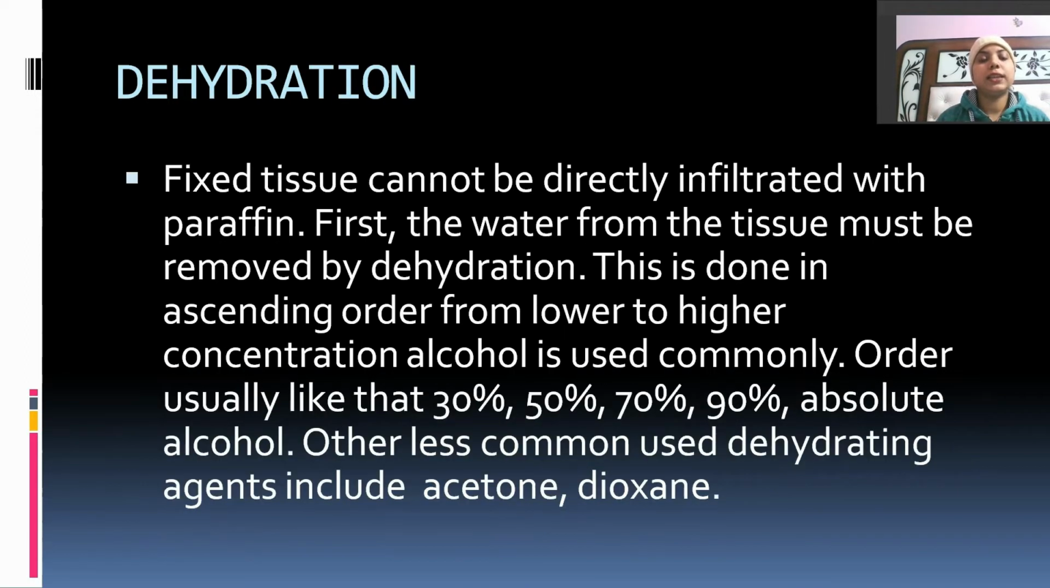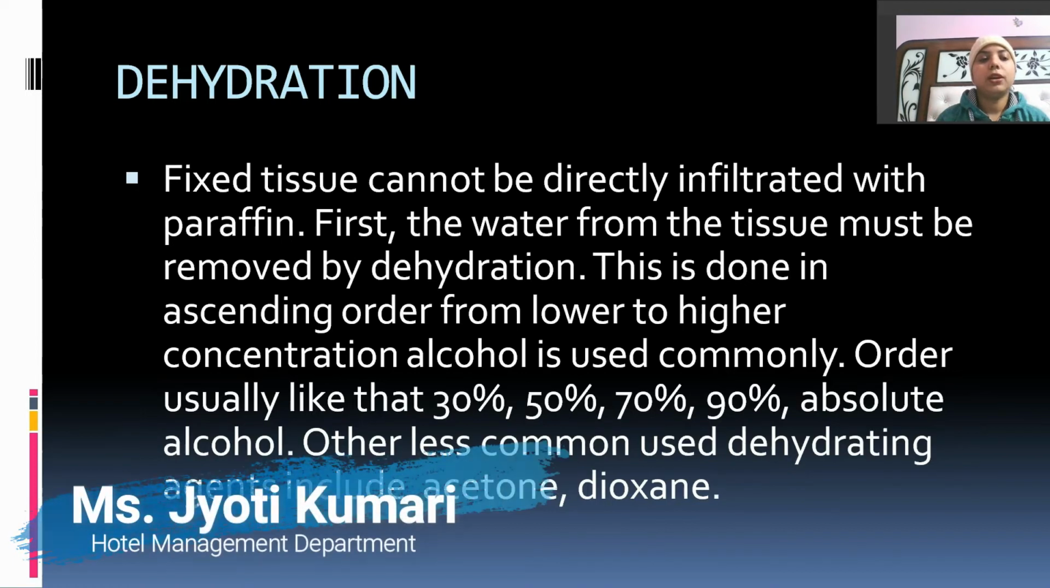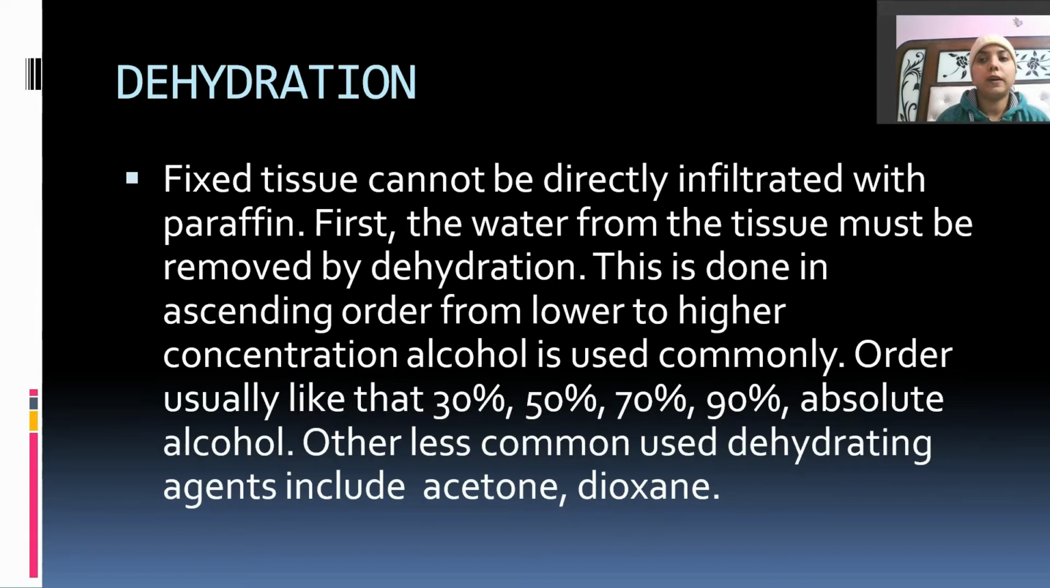Then the second step is dehydration. Dehydration basically means removal of water from the tissue. In dehydration, fixed tissue cannot be directly infiltrated with paraffin. First, the water from the tissue must be removed by dehydration. This is done in ascending order, from lower to higher concentration.